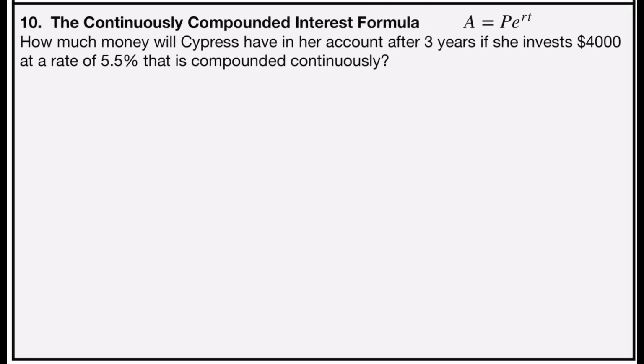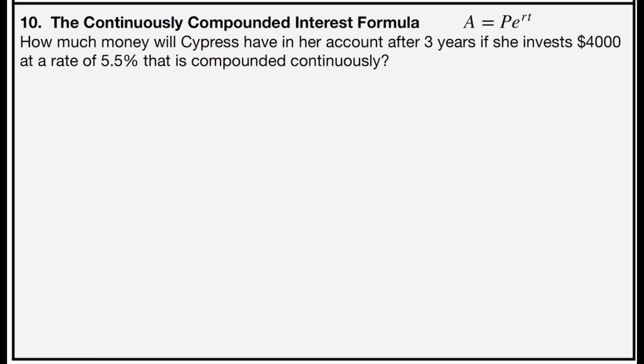Problem number 10 is the continuously compounded interest formula. It says A equals P E to the RT. And the problem says, how much money will Cypress have in her account after 3 years if she invests $4,000 at a rate of 5.5% that is compounded continuously?